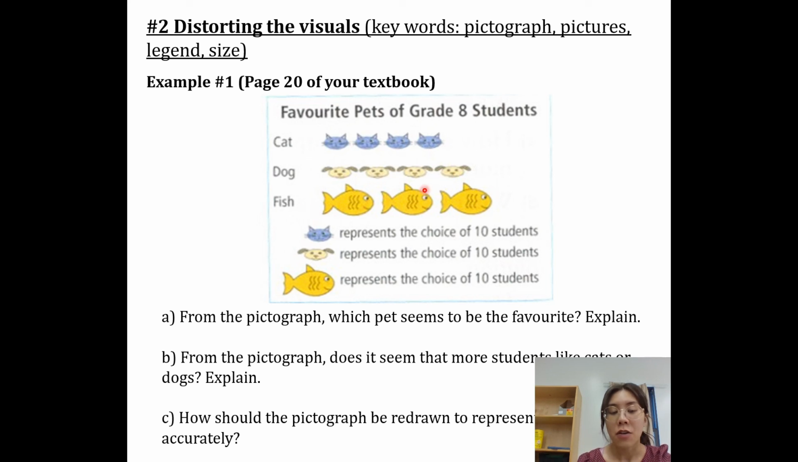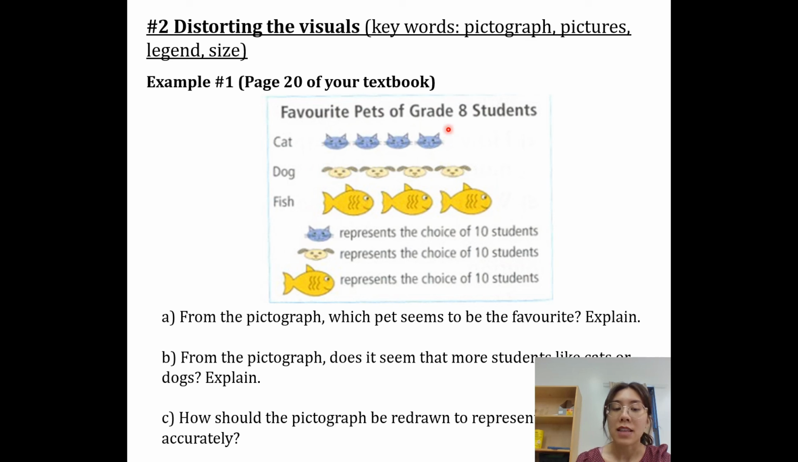Whereas for fish, there are only 3 fishes, and each fish represents 10 students, which means that only about 30 students like fishes. Now, the representation of this data is misleading due to the size of these symbols. It seems, just based on the pictures, that most students' favorite pet is a fish. We might think that because the fishes are so big, and when we compare this line, the fishes are all the way out here. However, when we look back at our data, we realize that only 30 students like fishes.